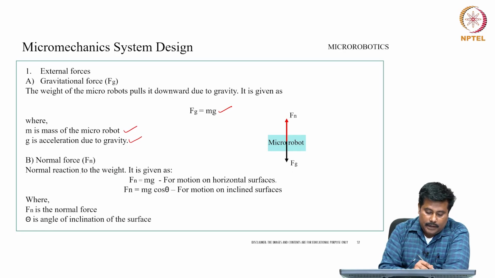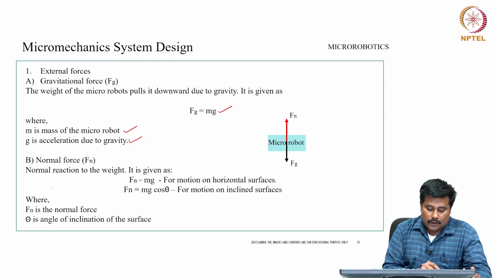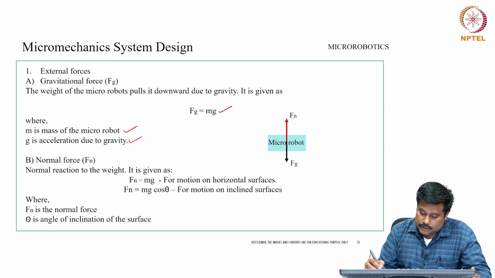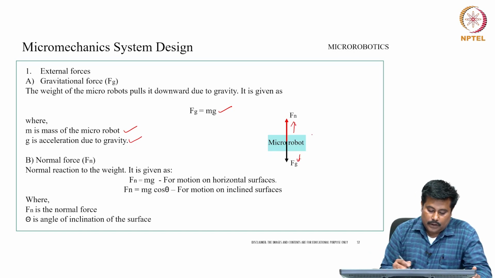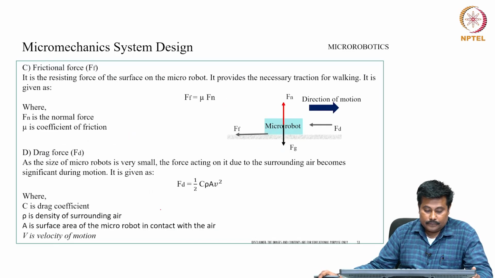Similarly, when we investigate the normal force, which we call Fn, this is the normal reaction to the weight, generated due to the gravitational force. It is given as Fn equals mg for motion on horizontal surfaces, and Fn equals mg cos theta for motion on inclined surfaces, where Fn is the normal force and theta is the angle of inclination of the surface.